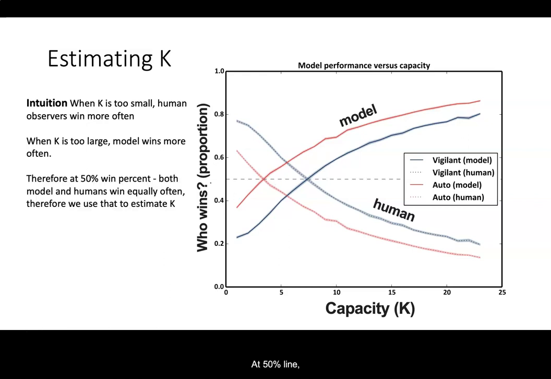At the 50% mark, both the model and the humans win equally often. Therefore, to estimate K, that would be the line I would pick. So for the vigilant condition, using this strategy, K is around 7 or 8, and in the automatic condition, K is around 3 to 4.